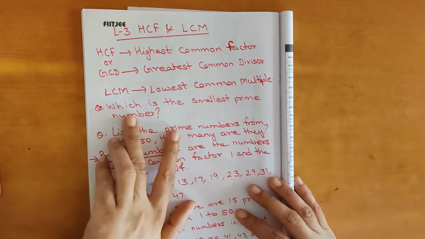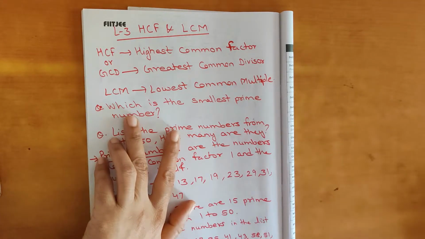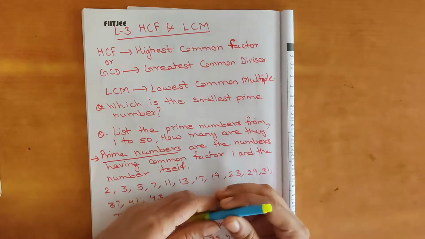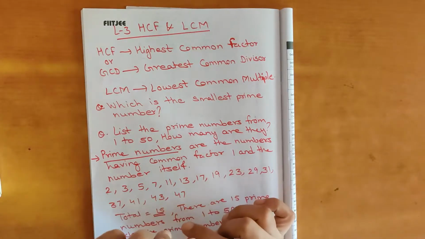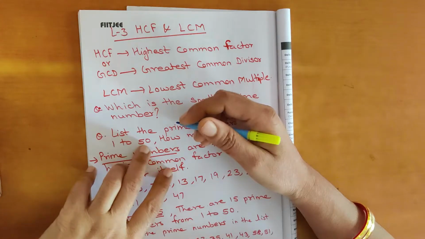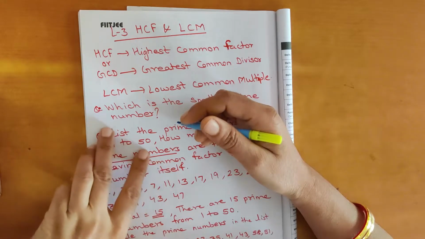Now let us see this. Some questions are asked in the textbook, so we will see that. Which is the smallest prime number? You know 1. 1 is neither prime nor a composite number.